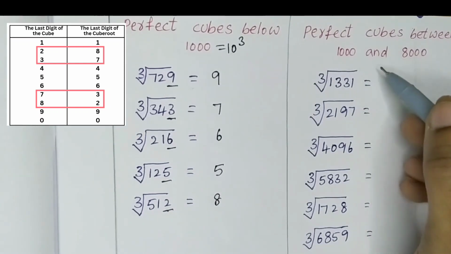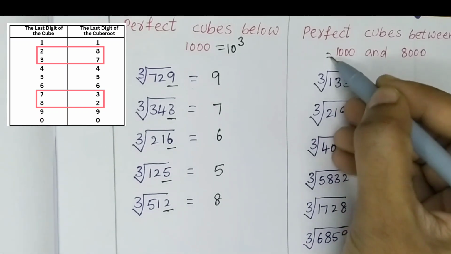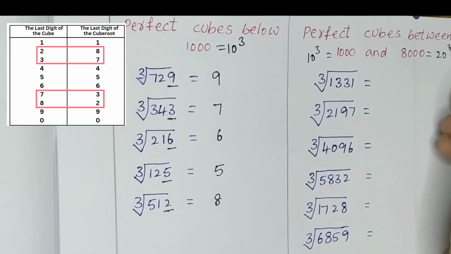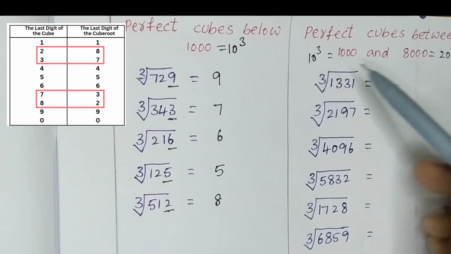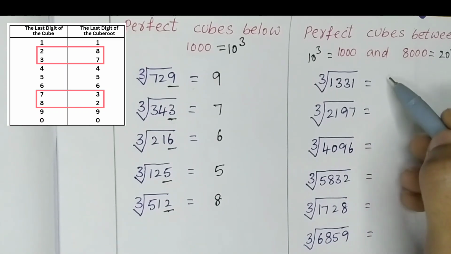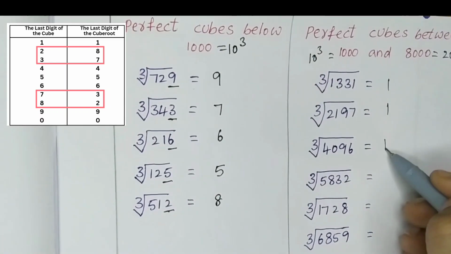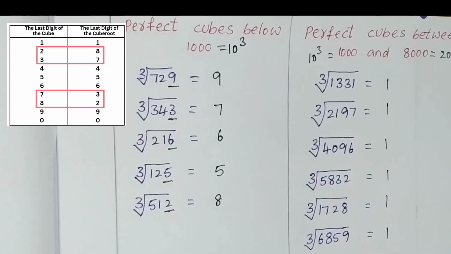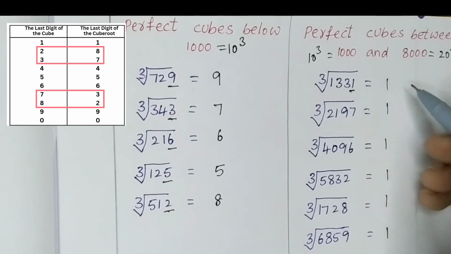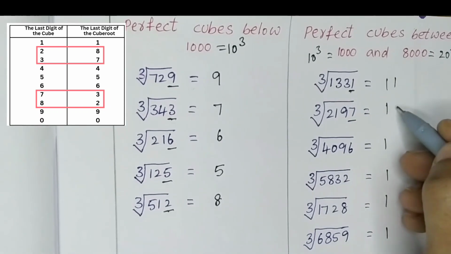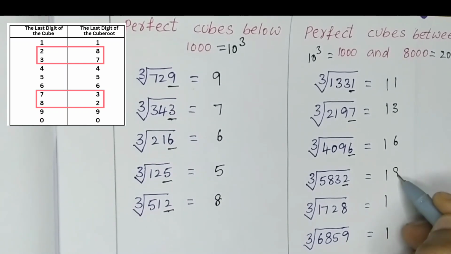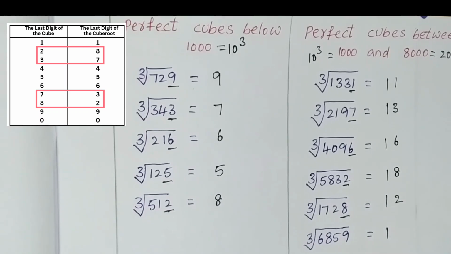Perfect cubes between 1000 and 8000. So 1000 is 10 cube and 8000 is 20 cube. As these numbers are between 10 cube and 20 cube, their answer is in 2 digits and the tens place digit is always 1. By seeing the units place, here units place is 1, so answer is 11. 7, 3, 6, 6. For 2 it will be 8. For 8 it will be 2.